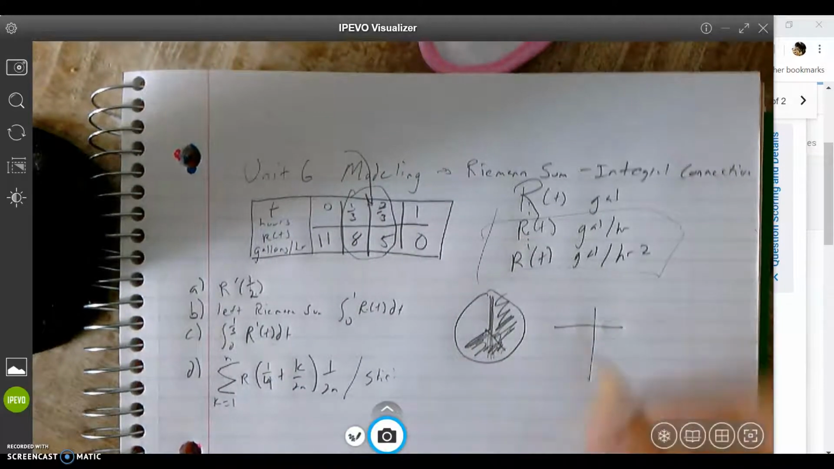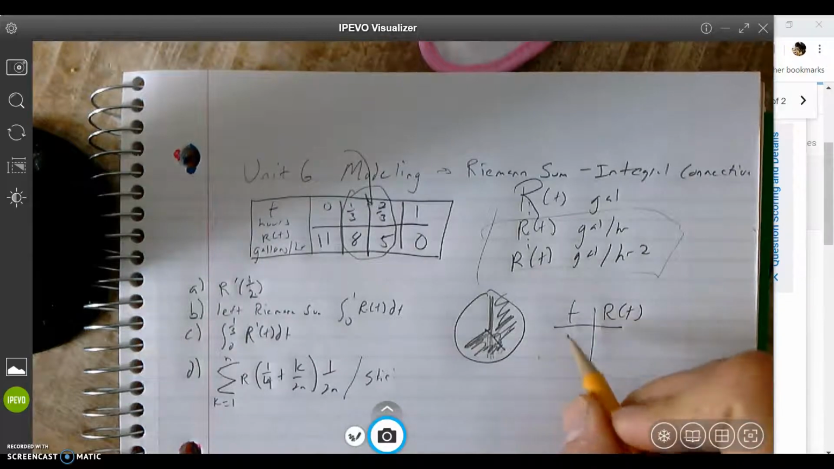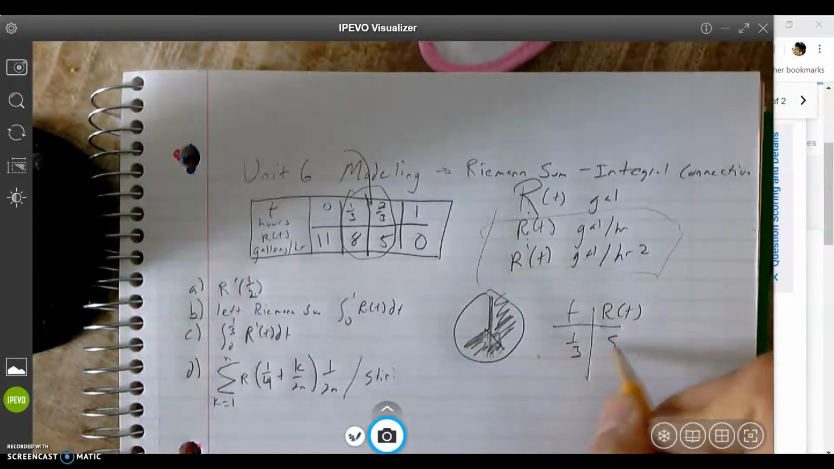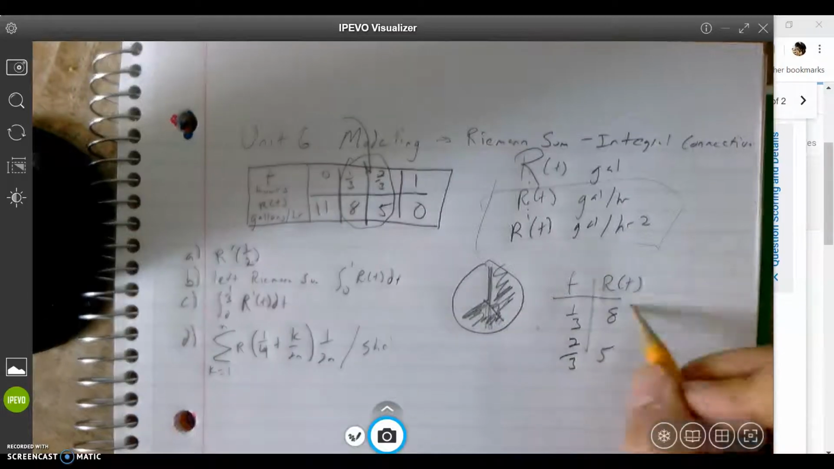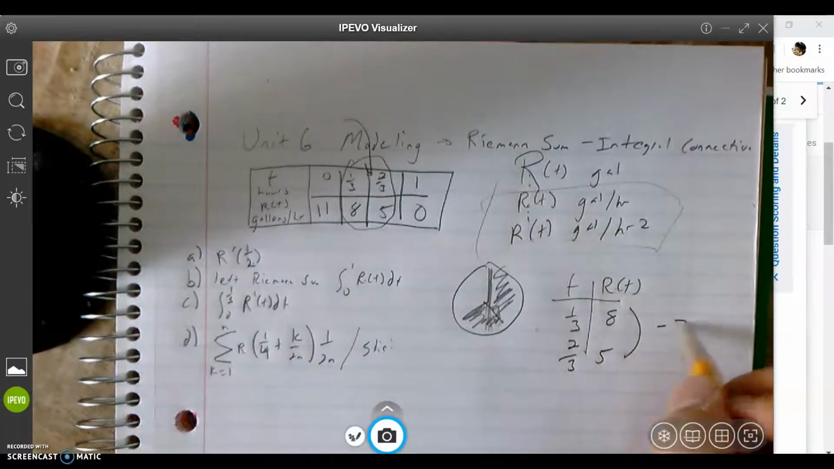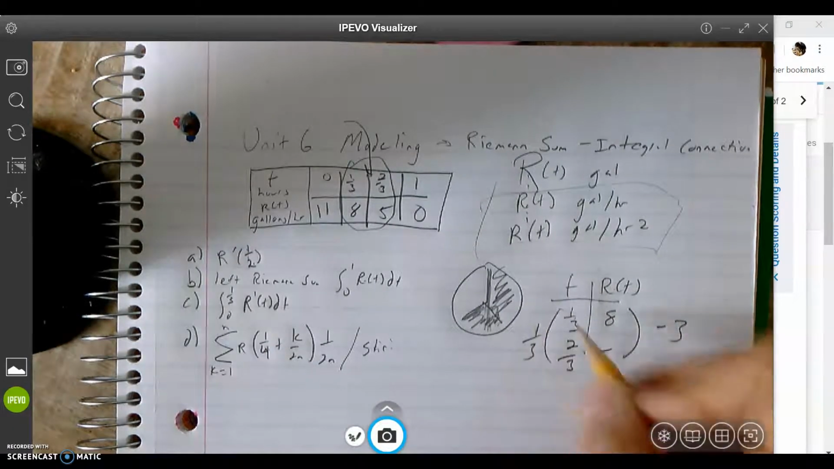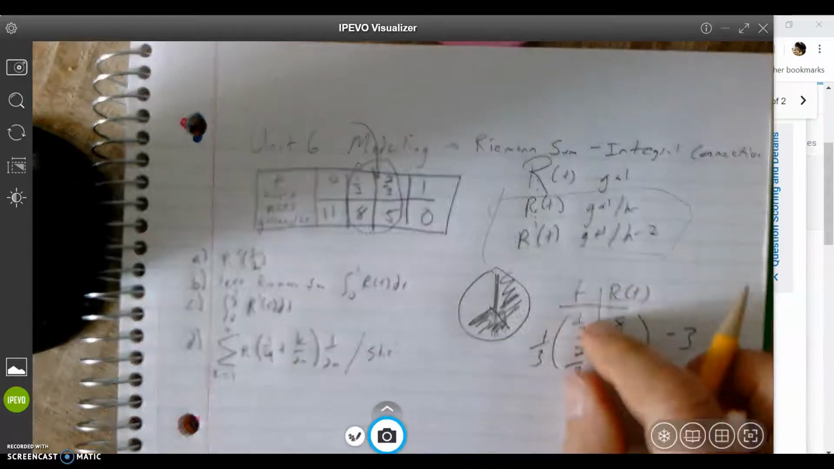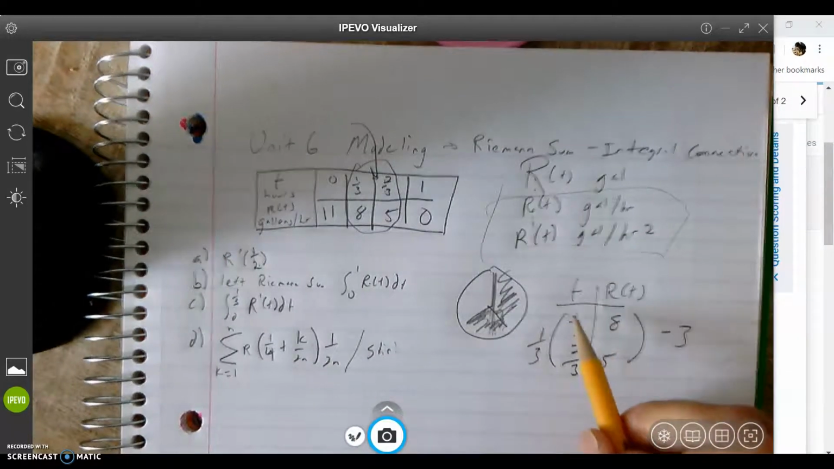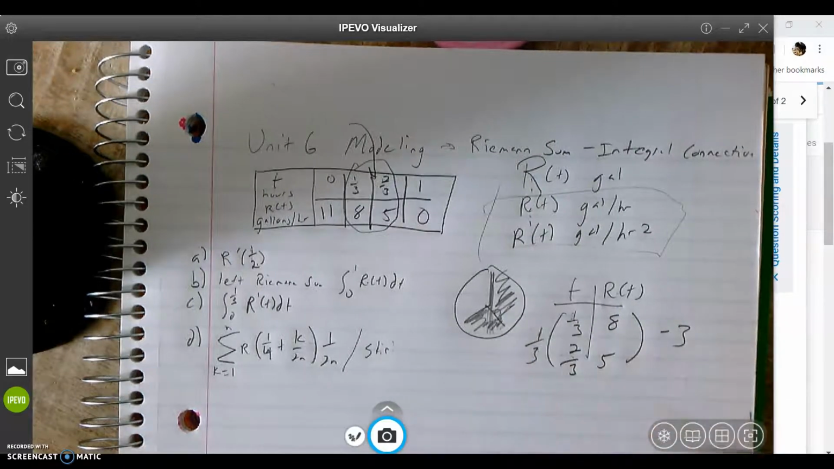So I'm just finding the slope. I got t and r of t. I got 1/3 and 8, and I got 2/3 and 5. So the change in r of t is -3. The change in t, going from 1/3 to 2/3, is 1/3, because 1/3 plus 1/3 is 2/3. I can just ignore the denominators in this case. How do I go from 1 to 2 on the numerator? Just 1. That's how I think about it.